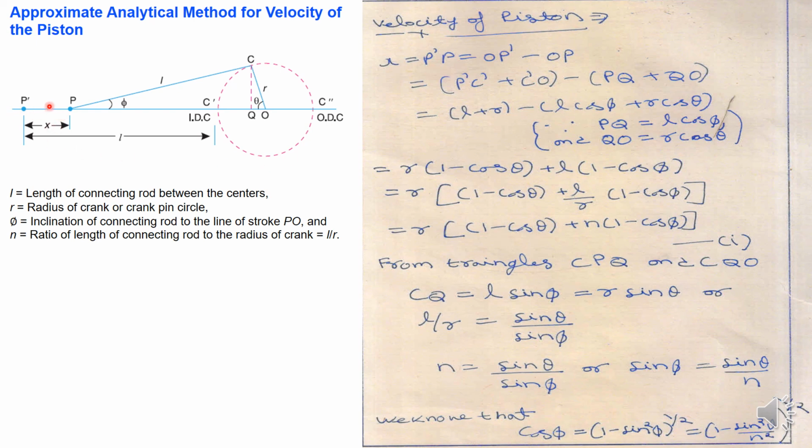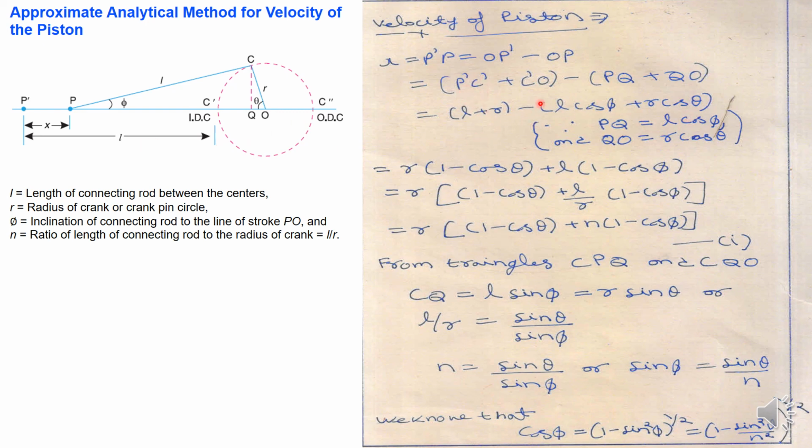Now, velocity of the piston. We know that x is equal to P'P. This P'P we can write as OP' minus OP. Further, this OP' we can write as P'C' plus C'O, and OP we can write as PQ plus QO.